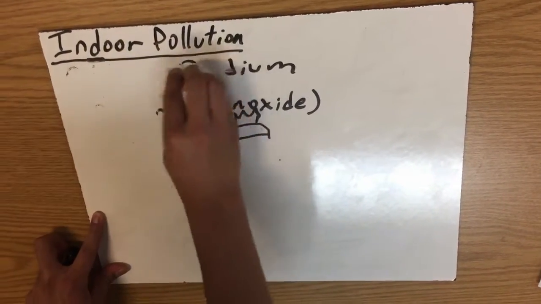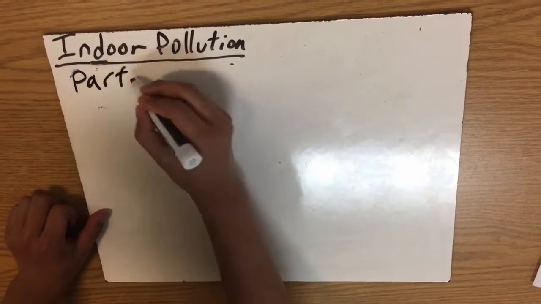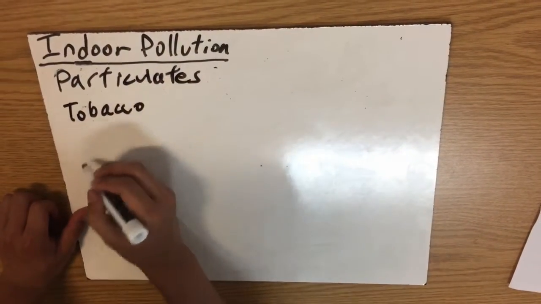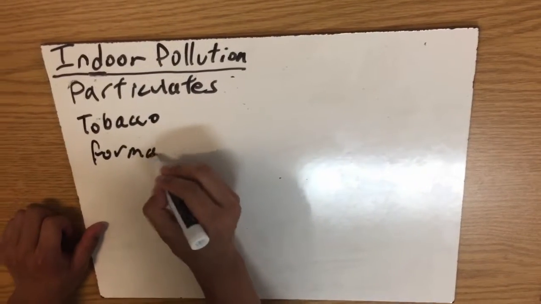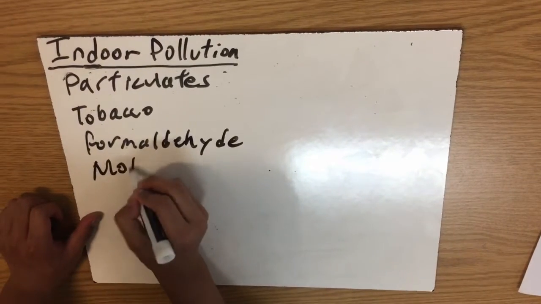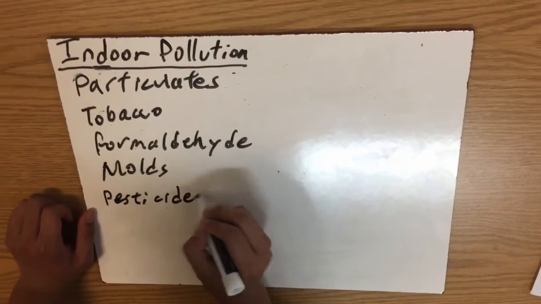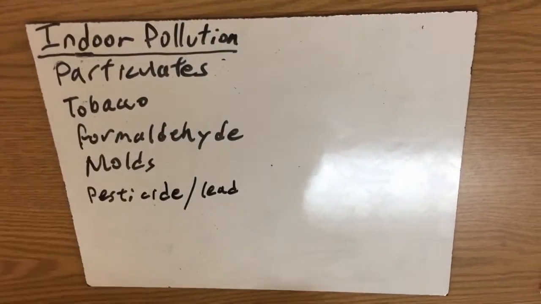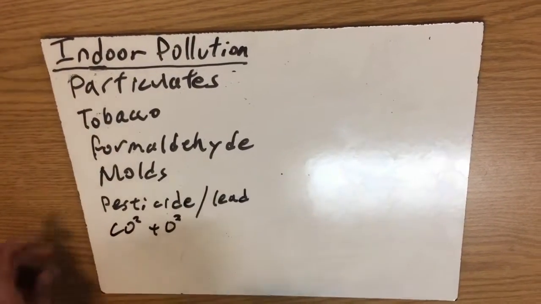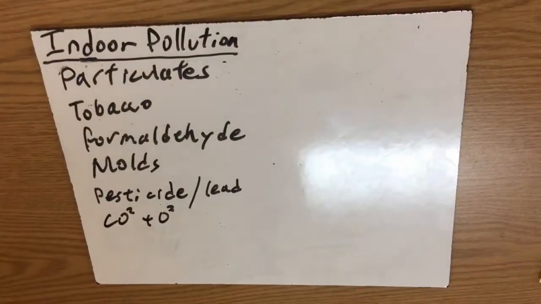Other indoor pollutants include particulates, tobacco, formaldehyde, molds, pesticides, lead from the floor that you pick up, and carbon dioxide and ozone from open windows. Start with particulates. Particulates are usually just pollen and dust.